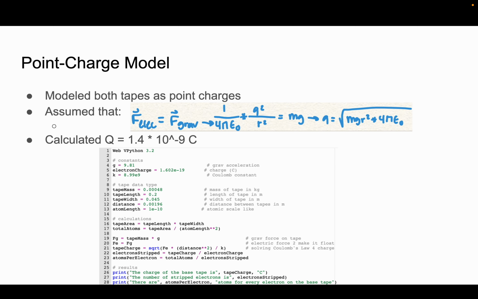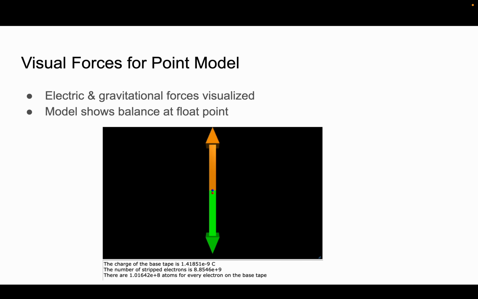In the point charge model, I used Coulomb's law and solved for Q. This gave me about 1.42 nanocoulombs of charge, which translated to about 8.95 billion electrons lost. This visualization shows the upward electric force as the orange arrow and the downward gravitational force as the green arrow on the top tape. They're balanced, which confirms the tape would float at that charge.